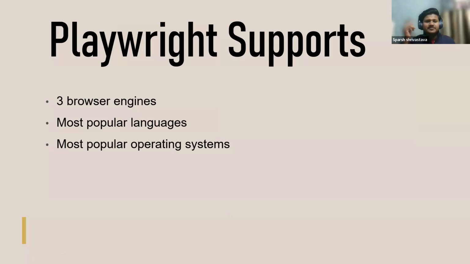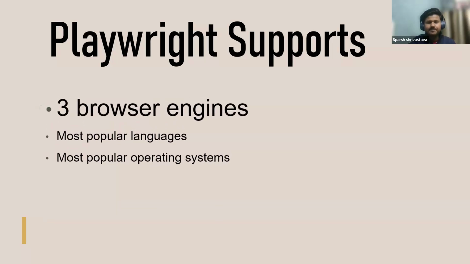Now, as we go deep into Playwright, we will see that it supports three browser engines. First is WebKit, which supports Apple Safari. Second is Gecko, which supports Firefox, and the third is Chromium, which supports Chrome-based browsers like Chrome and Microsoft Edge. Right. So overall, Playwright supports all the browsers that we use.